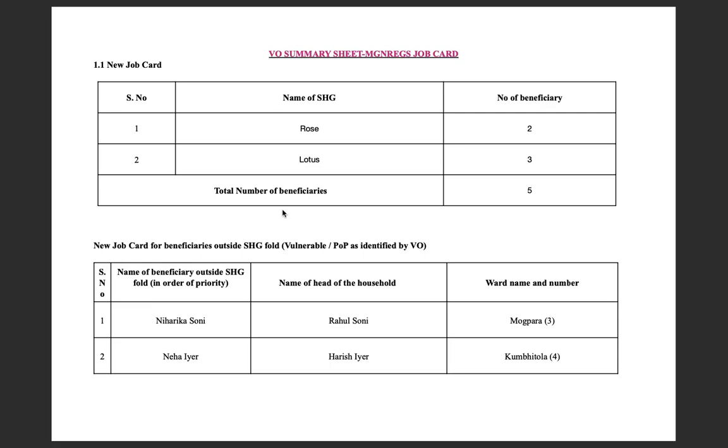So while the VO consolidation and summary sheet is getting prepared, the VO also has to do a discussion as to who are the vulnerable and the poorest of the poor members who have not been brought under the SHG fold until now and are in need of a new job card. Their names and other details, like name of the beneficiary outside SHG fold and name of the head of the household, have to be filled here. This has to be done in consultation with all the SHG EC members who will be present during the VO consolidation sheet preparation.